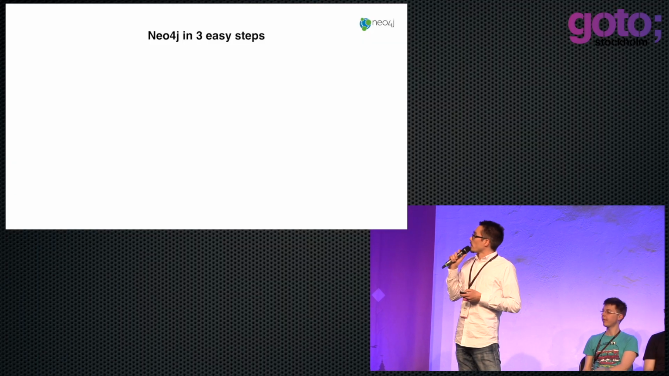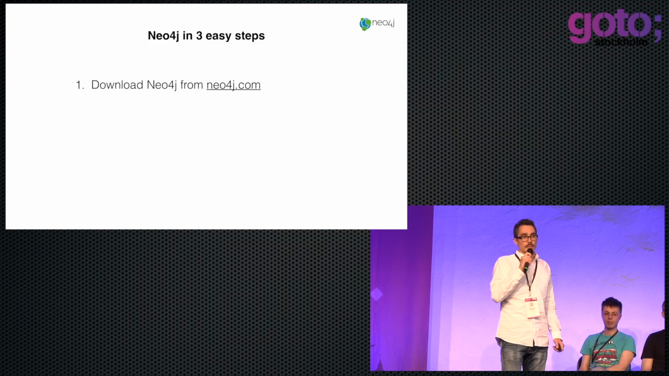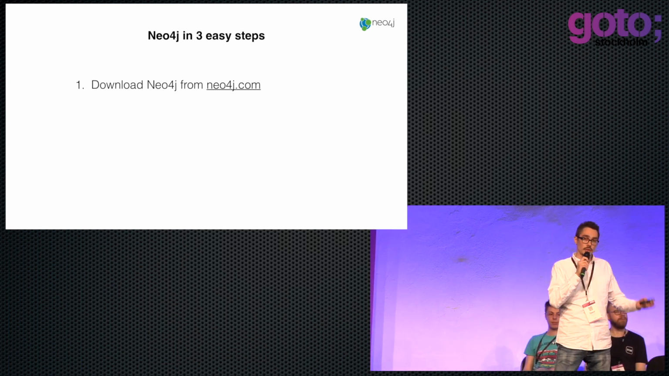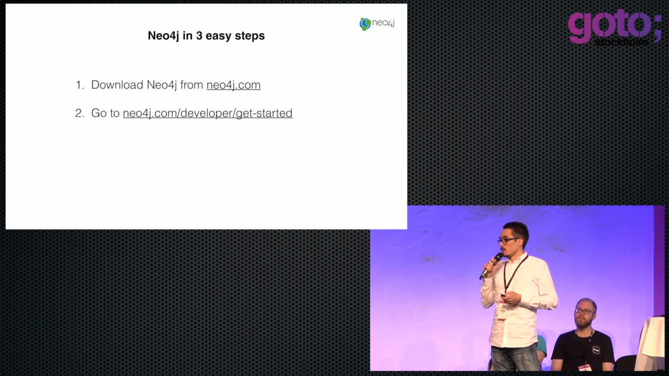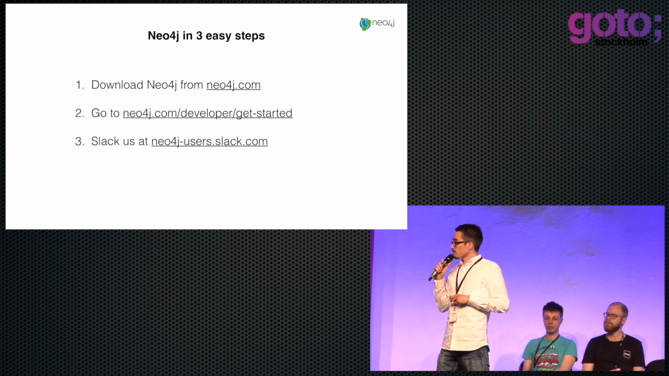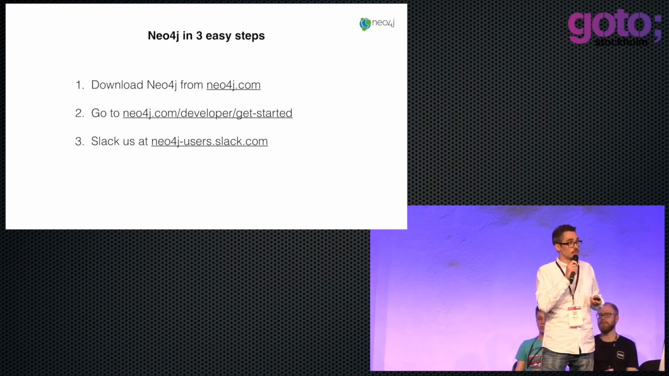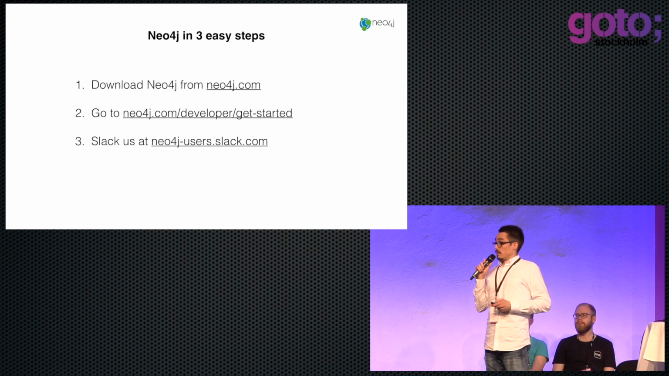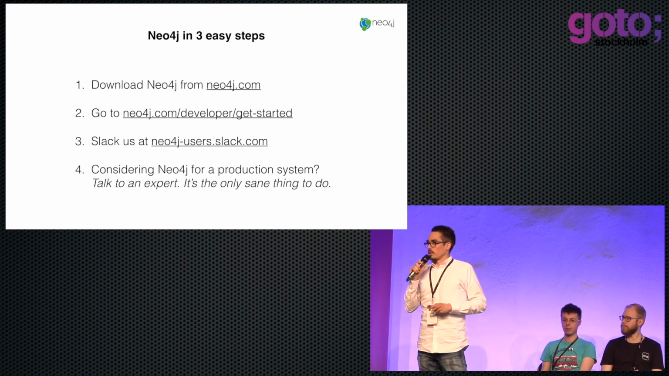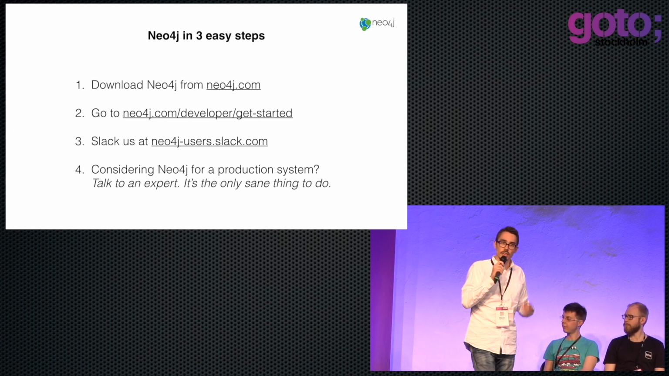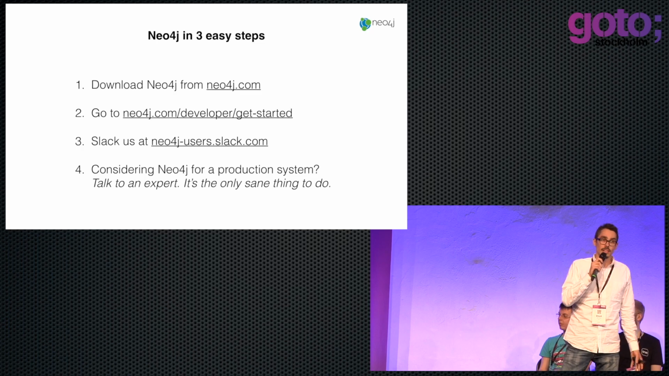So how do you get started? Well, first, you go ahead and download Neo. Second, you go to a developer guide if you're a developer. You go here to learn about how to query the database and get it started. And then if you want, you can Slack us. We have our own Slack account, so you can join us and talk to us there. I actually added a fourth step here. If you're looking at any kind of commercial project, do talk to us. We are the experts. It's the only sane thing to do. You wouldn't go and perform surgery on yourself. You would consult with an experienced surgeon who's done this before. It's the same with graph databases. Talk to somebody who's done it before.